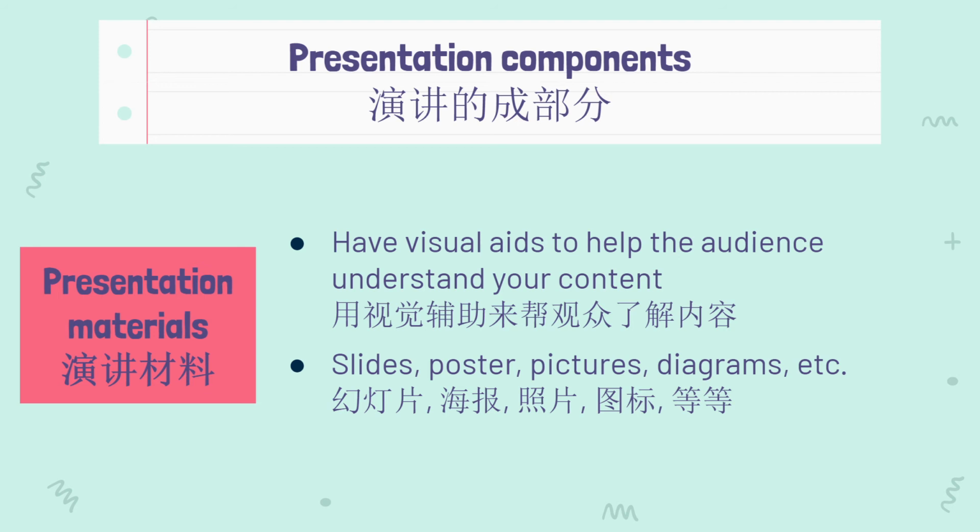So presentation materials are usually the visual aids like the slides, videos, posters, diagrams, and it's to help the audience understand your content better. Because if, let's say, someone stands up in front of you, right, and then they talk for maybe 20 minutes straight, and all you have is the person's voice, you may not understand what they're saying. So having slides like the ones that I'm showing you right now in this video may help with the understanding for the audience.